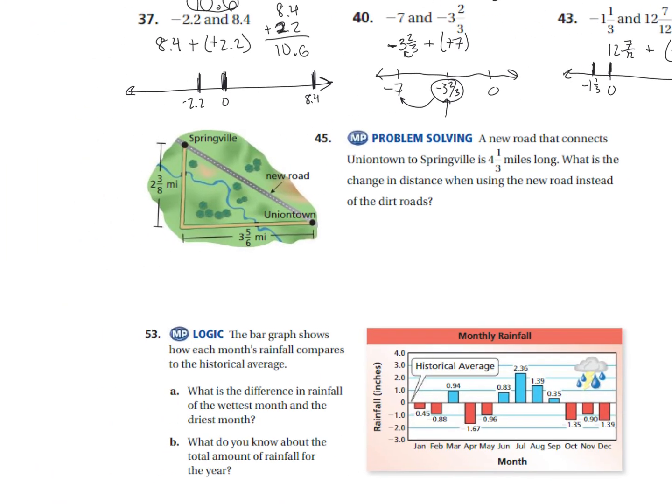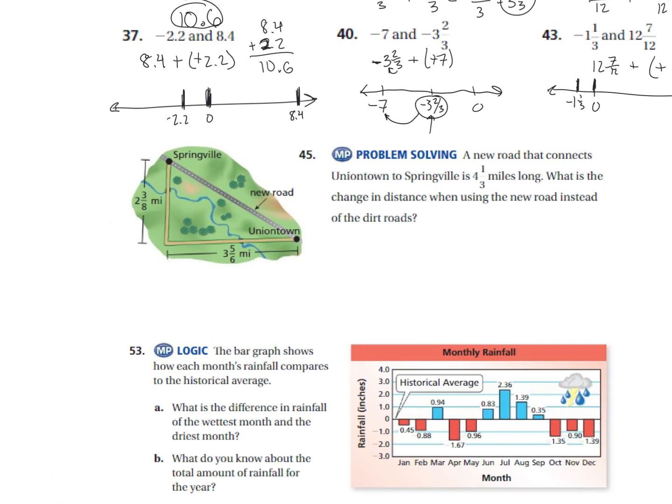Okay. Number 45, a new road that connects Uniontown to Springville is 4 1/3 miles long. What is the change in distance when using the new road instead of the dirt roads? Okay, so basically what we want to see is how far was the original route, which would be going down from Springville, taking this left turn down to Uniontown. Okay, so we're going to add 2 3/8 and then 3 5/6 together.